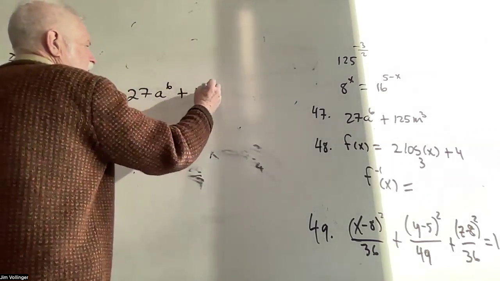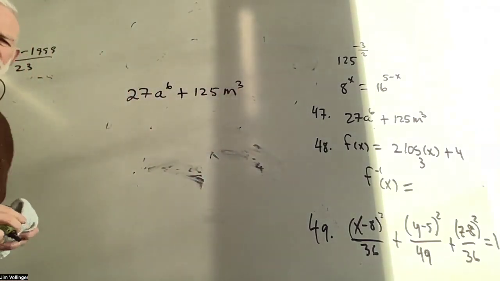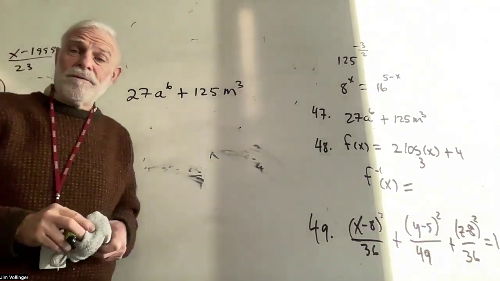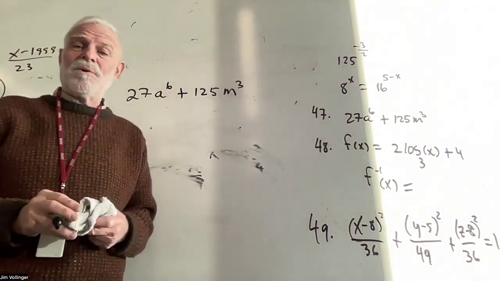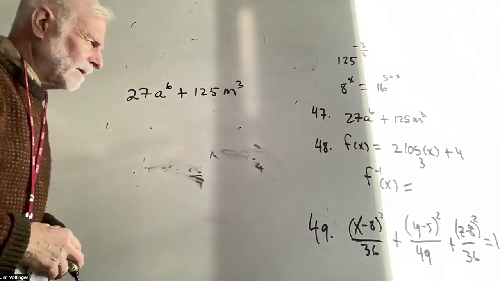Plus 125 m cubed. Now, why wasn't that right next to the factoring of cubics before? Because it's important for you to have 20 minutes elapse between seeing problems, because then you find out if you're really remembering something.